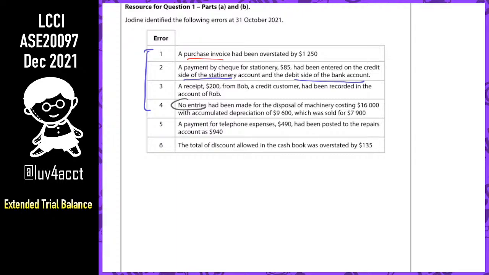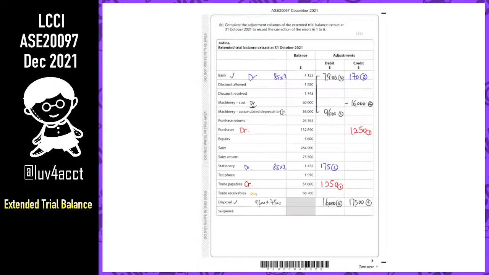Okay, let's go back. So we do not have to identify the type of error, but if you have to, there are 2 errors here. First of all, error of commission because we have telephone expenses posted to repairs. Second thing, you can see the amount is wrong. 490, 940, this can also be called an error of transposition. So telephone expenses, repairs. Let us go to the extended trial balance.